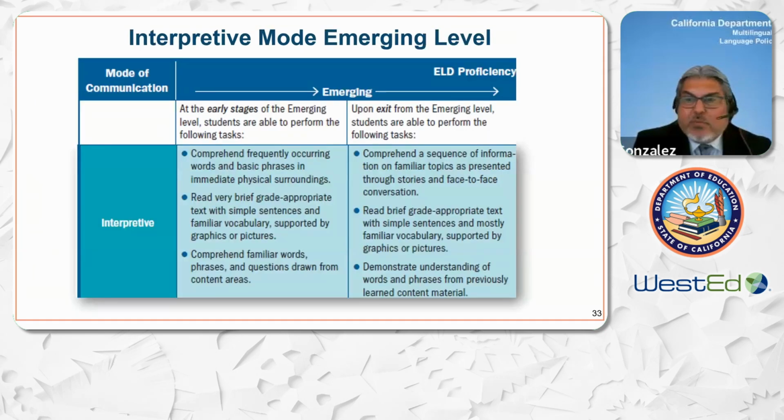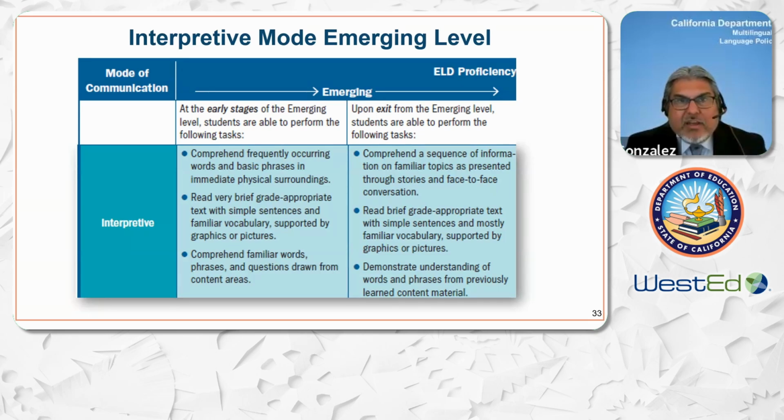We will now review each proficiency level in the interpretive mode of communication to see the tasks EL students should be able to perform at the early stage of the emerging level and when they exit the level. The image on the slide and the next slide is from page 21 of the California ELD Standards publication. At the early stage of the emerging level, EL students are able to comprehend frequently occurring words and basic phrases in immediate physical surroundings. They are able to read very brief, grade appropriate text with simple sentences and familiar vocabulary supported by graphics or pictures.